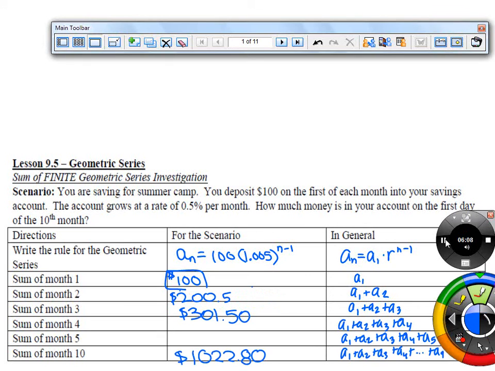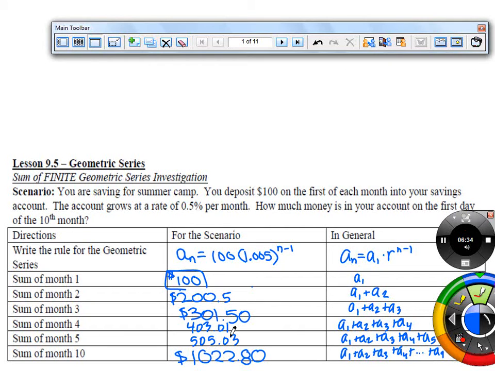Okay, who can tell me what they got for the sum of month 4? Samantha? Sum of month 5? Savannah? 505.03. Like that? Okay. All right, so take a look. Okay. I agree with them. If you guys agree with them.